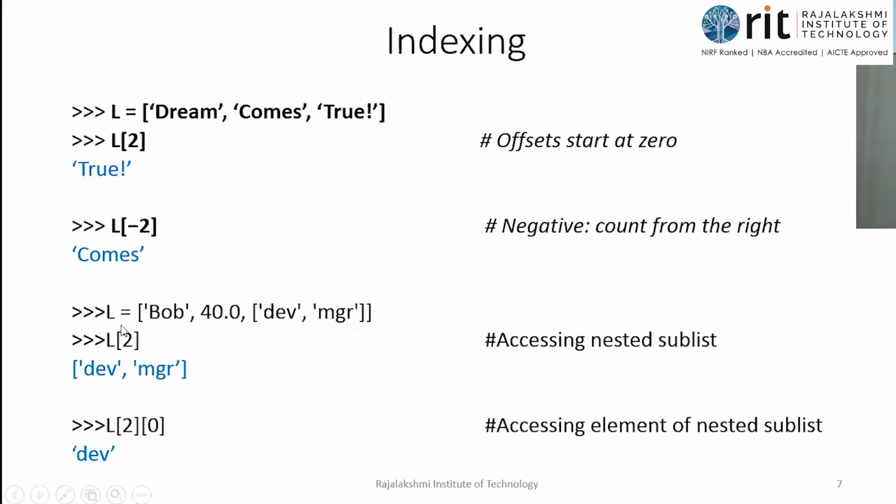Now look at this. What is L of 0? Bob, isn't it? What is L of 1? 40.0. What is L of 2? That is the important question. The entire inner list is an item there. So L of 2 gives the answer Dave, MGR, which means the entire list has been considered to be one single item. This is also called accessing the nested list or nested sublist.